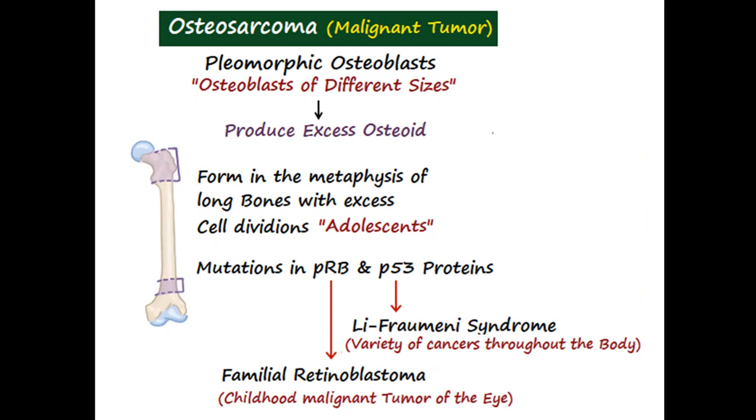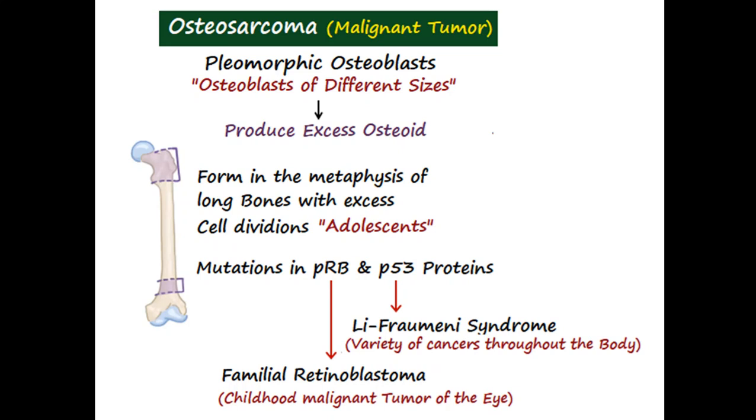The osteosarcoma, as I said, arises from the pleomorphic osteoblasts. We know osteoblasts are the bone forming cells, and they lay down the osteoid, which later on becomes mineralized to form the mineralized bone. And these osteoblasts, particularly the pleomorphic osteoblasts, are osteoblasts of different sizes. So osteosarcoma arises from the pleomorphic osteoblast, and as a result it will produce excess osteoid bone.